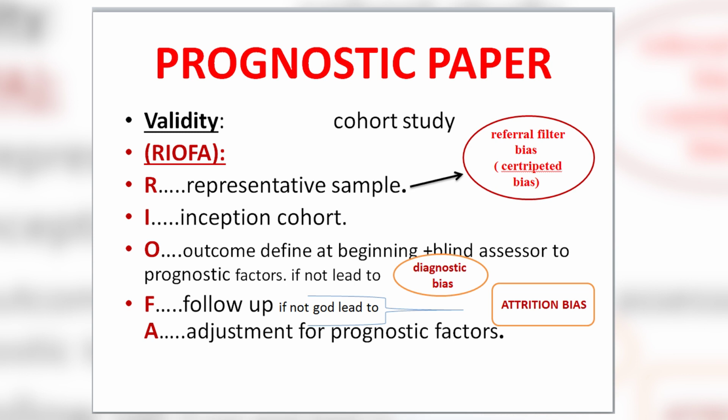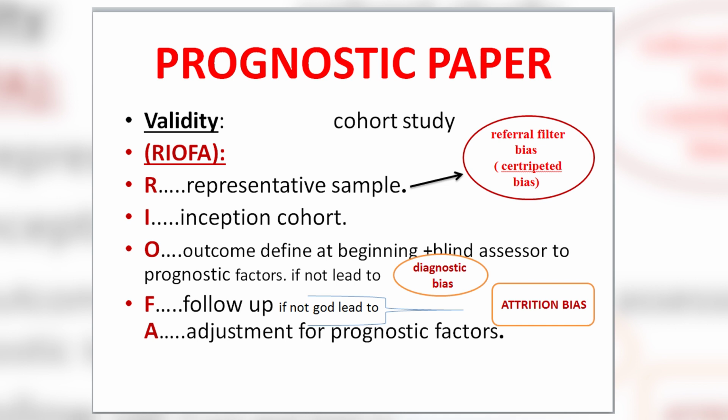This is a very important point in validity. I will review it. First of all, representative sample; if there is no representative sample, it leads to referral filter bias or selection bias. Inception cohort, taking patients in the early stage of disease. Outcome defined at the beginning, and a blind assessor to the prognostic factor between the two groups. If there is no blind assessor, it leads to diagnostic bias. Loss of follow-up leads to attrition bias or dropout bias, and there should be adjustment for prognostic factors.